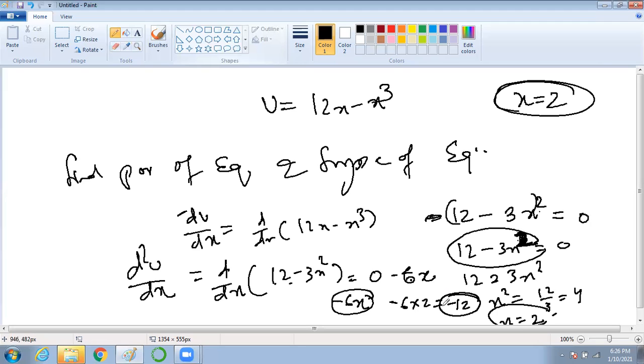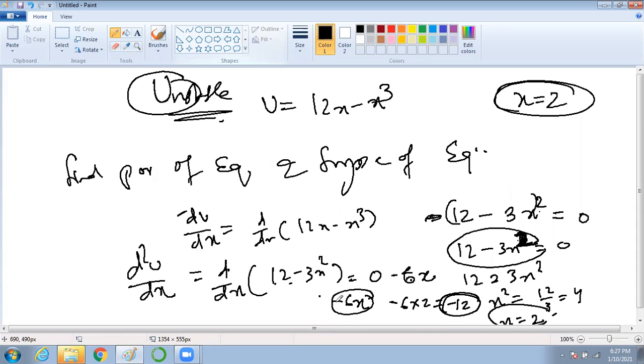So is minus 12 less than 0 or greater than 0? It is less than 0. When it is less than 0, what type of equilibrium? Unstable. Clear, all of you? Yes, sir. Devika, clear? Yes, sir.